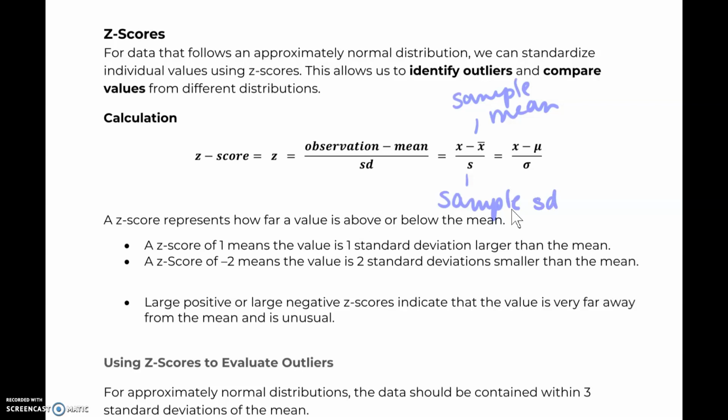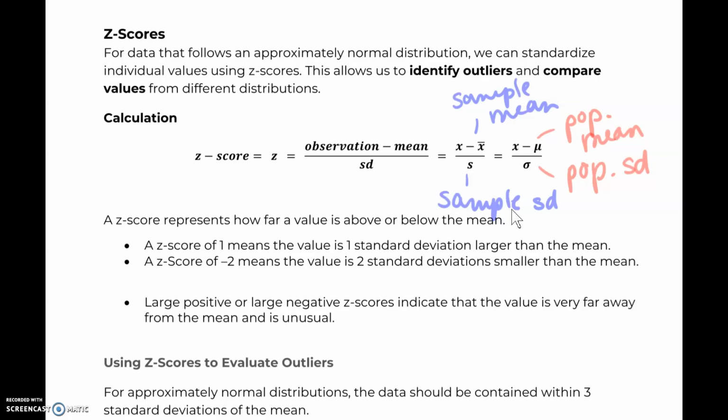If, on the other hand, we have population data, then we would take again our value of interest, subtract from it mu, which is our population mean, and then divide by sigma, which is the population standard deviation. The calculation is done exactly the same.